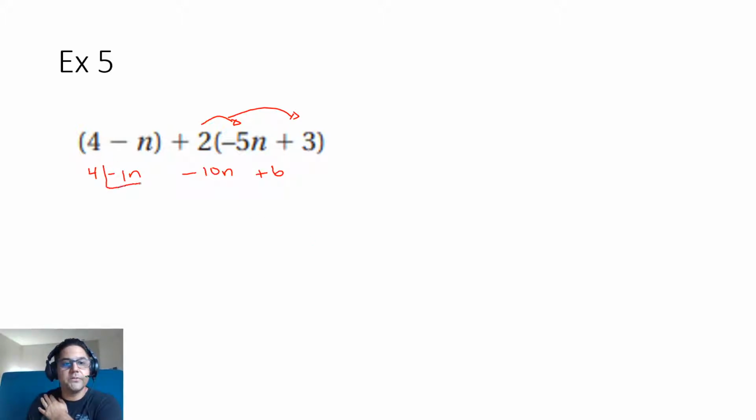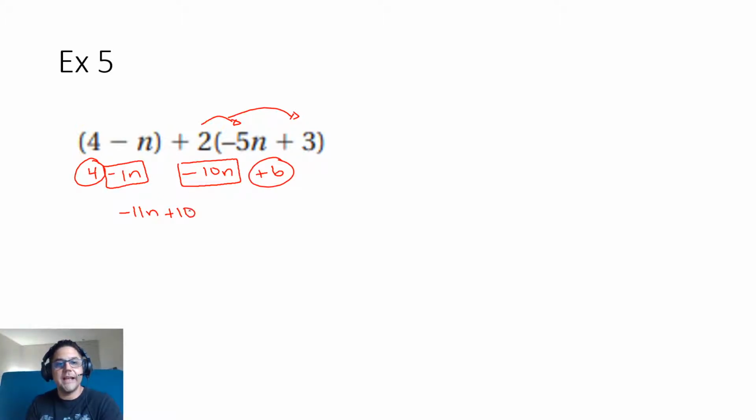Combine my like terms. A negative 1n and a negative 10n gives me a negative 11n. A 4 and a 6 gives me a 10. Again, combining like terms is key. And again, we're just dealing with linear expressions on these examples.